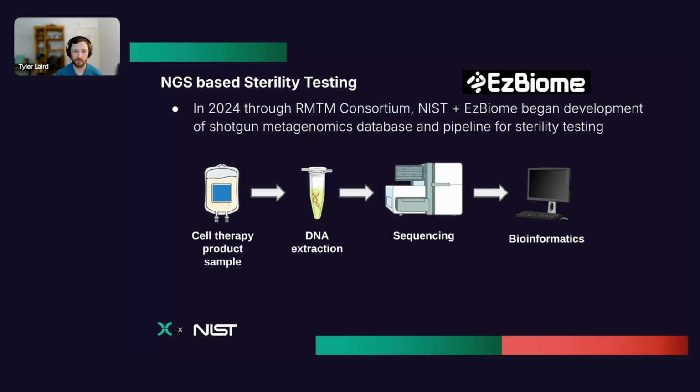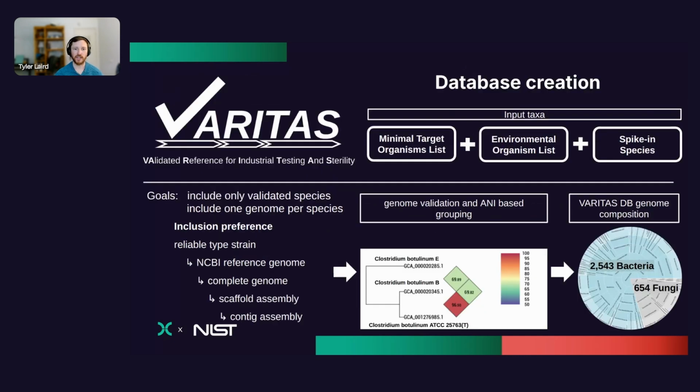And so the idea here would be taking a cell therapy product sample, performing DNA extraction, subsequent sequencing, and then bioinformatics analysis to then get a readout of whether a product is contaminated or not. And the result of this collaboration was the VARITAS database and pipeline. VARITAS, which stands for Validated Reference for Industrial Testing and Sterility.